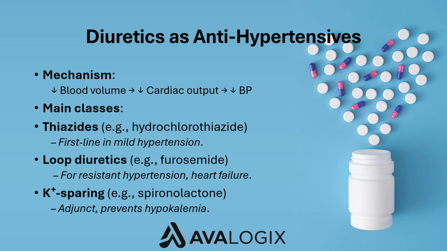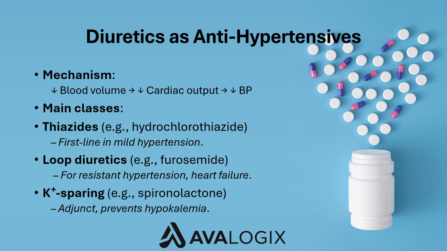But interestingly, with chronic use, cardiac output tends to return to near normal, and the long-term blood pressure-lowering effect comes from a sustained decrease in peripheral vascular resistance. The body adapts in that way. Now, we classify diuretics into three main types relevant for hypertension: thiazides, loop diuretics, and potassium-sparing diuretics. Thiazides, such as hydrochlorothiazide, are our first-line choice for most patients with uncomplicated hypertension.